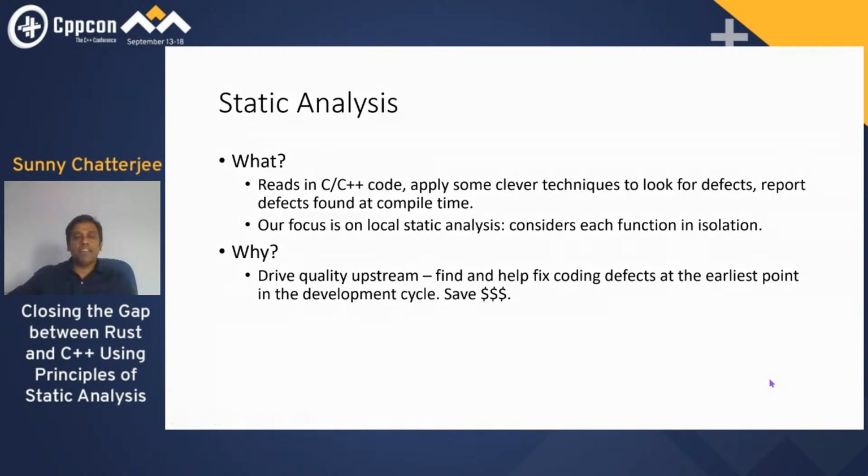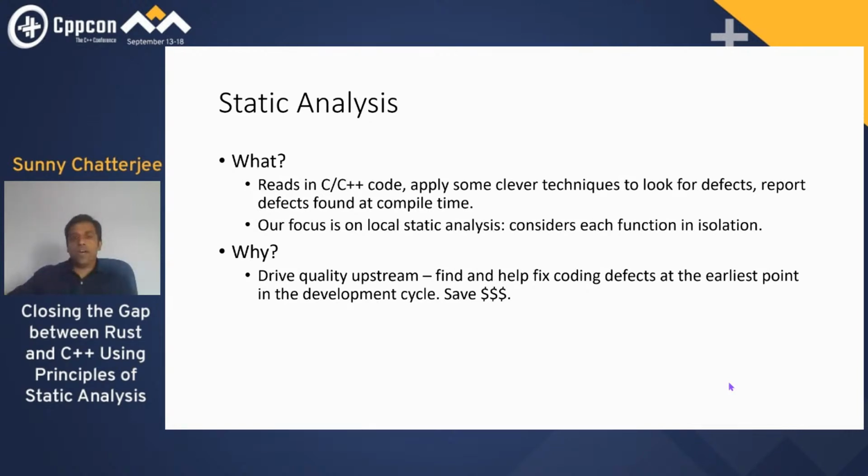So let's look at what static analysis is. Well, static analysis is a technique which reads in C++ code, and it applies some logic to look for defects and reports these defects at compile time. So the interesting thing to note here is that we find defects at compile time without the need to execute the code. And our focus today is primarily going to be on local static analysis, where a local static analysis tool doesn't have visibility across function boundaries, and it considers each function in the translation unit in isolation.